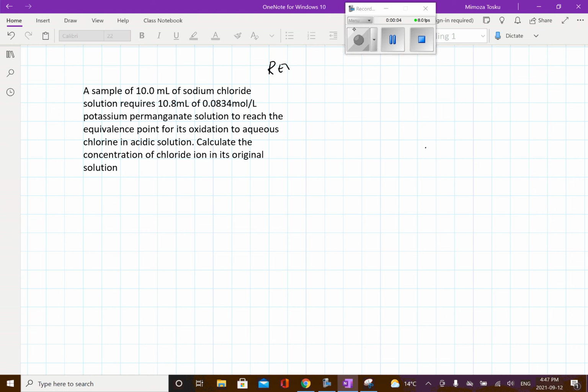Okay, the very last thing that we will do in this chapter is the redox stoichiometry, which is pretty much combining what we did in terms of the redox equation with the solution stoichiometry that we did in Chemistry 20. So we have an example here.